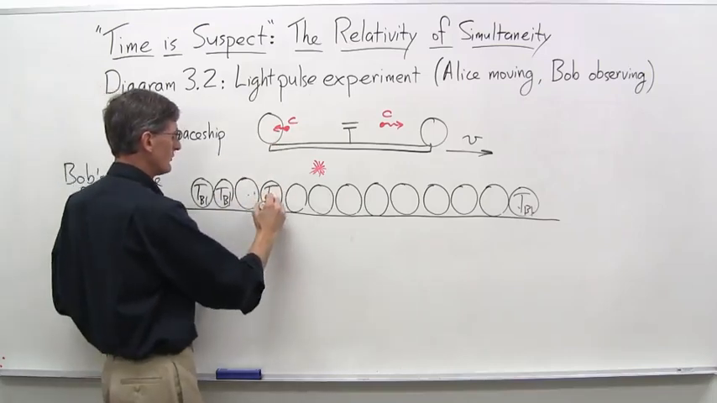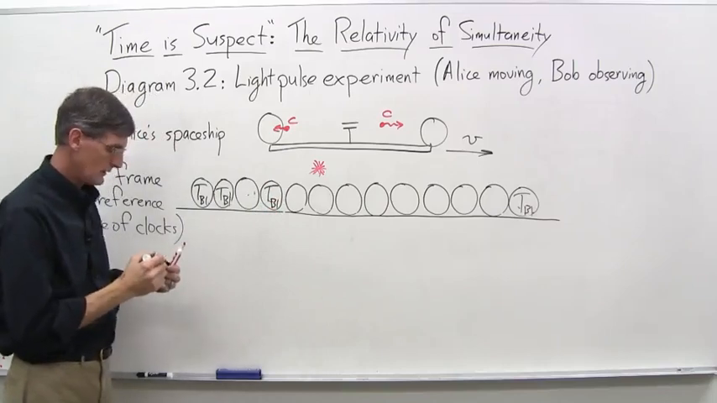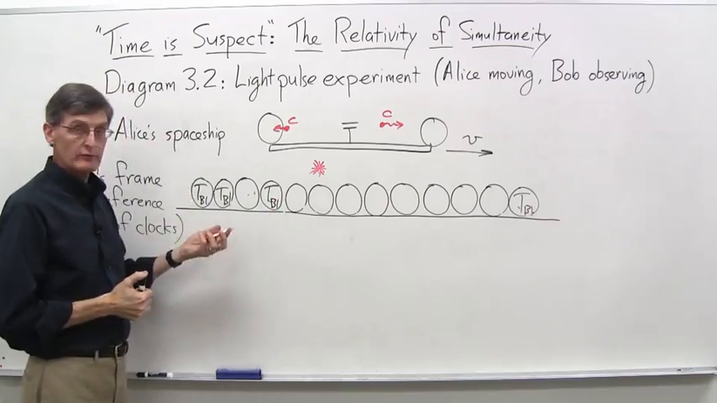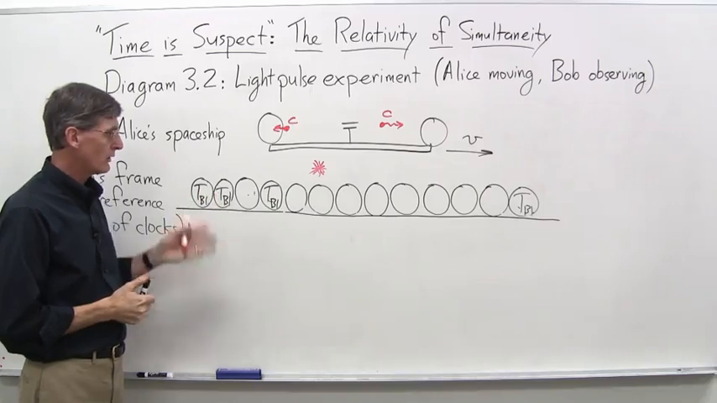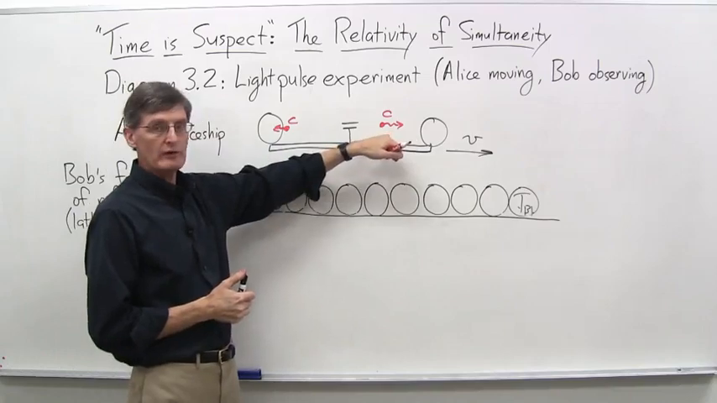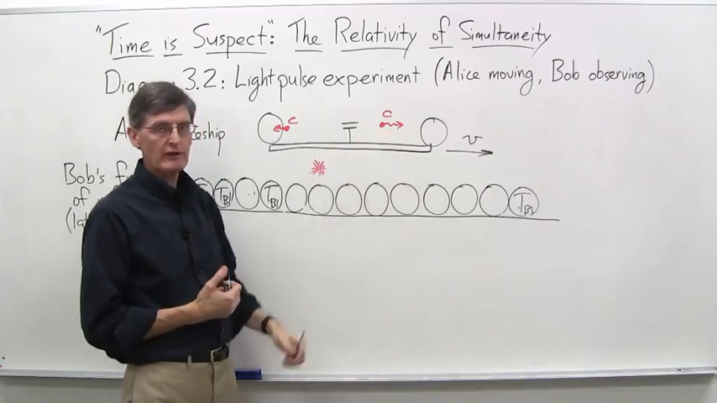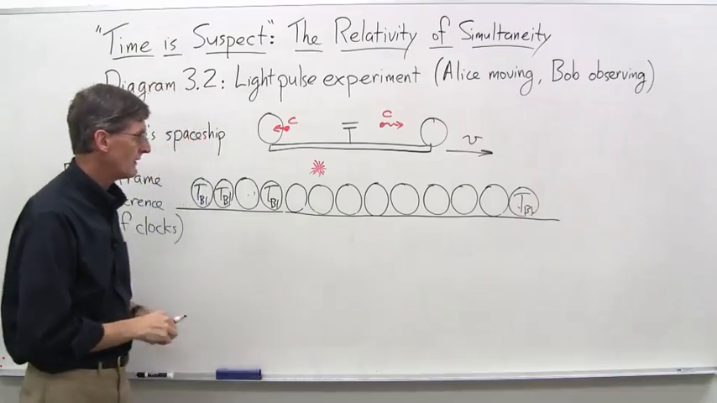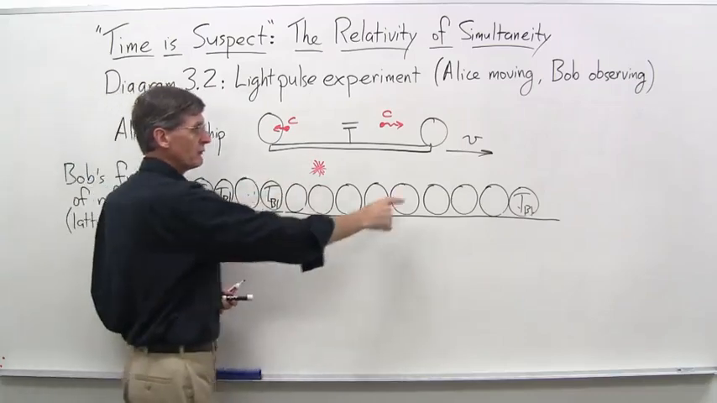So he sees that. He says, okay, leftward going light pulse hits at time tb1. All my clocks are tb1, but he's still observing the rightward going light pulse. It hasn't reached that clock yet. In fact, it's not going to reach the clock until a little bit later. It will eventually catch up.